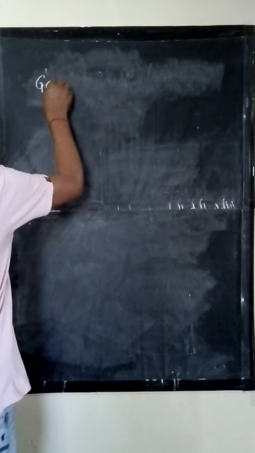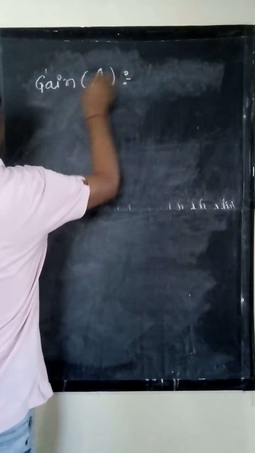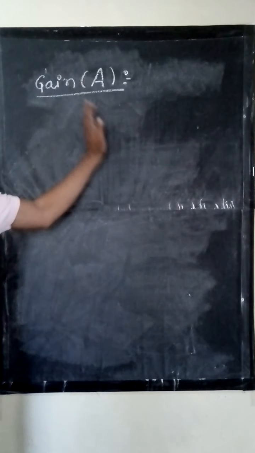First one is gain. What do you mean by gain? Gain is nothing but the ratio of the output electrical quantity, that is voltage, current or power, to the input electrical quantity of the amplifier. It is known as gain.